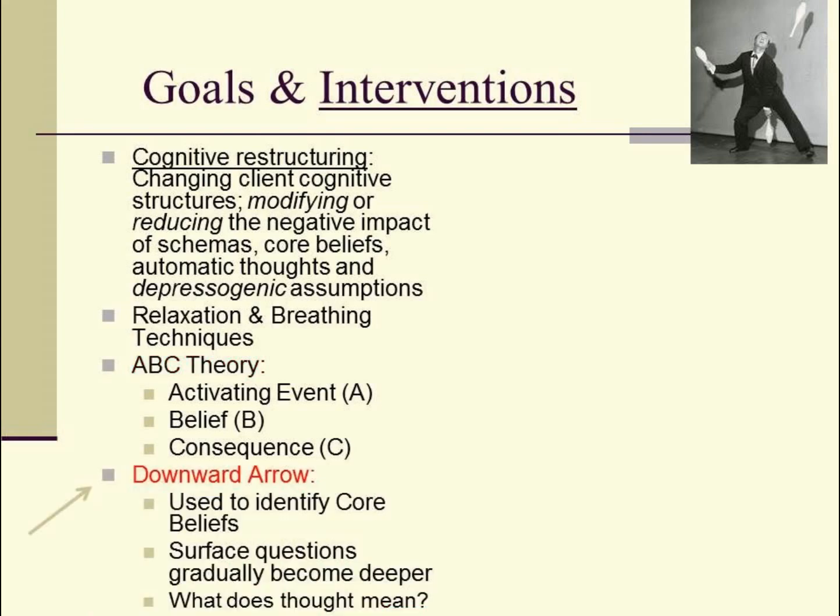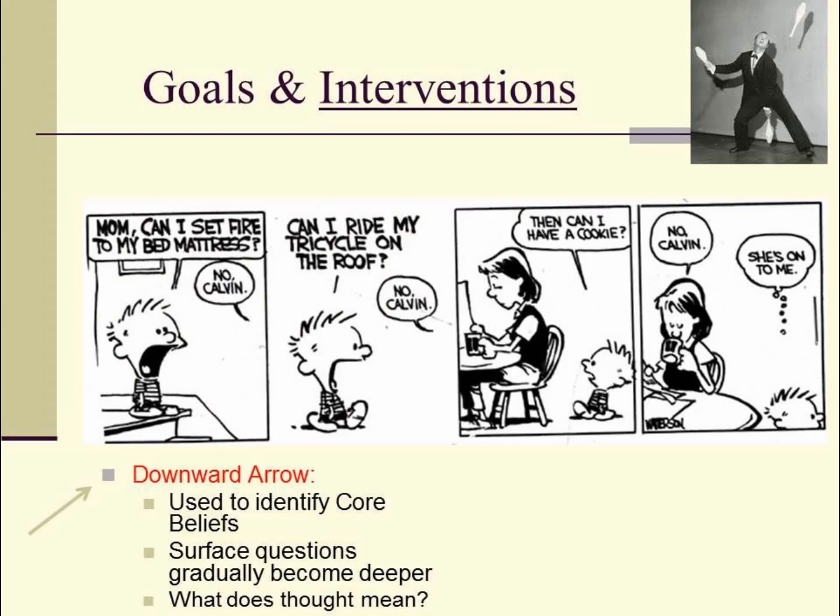Next, a downward arrow technique is an intervention that would be used to identify a client's core beliefs. You'd start with surface questions, but gradually get deeper as you seek to understand the meaning behind the client's thoughts. Here's an example of Calvin's downward arrow technique, but you probably won't want to go this route in your clinical practice.